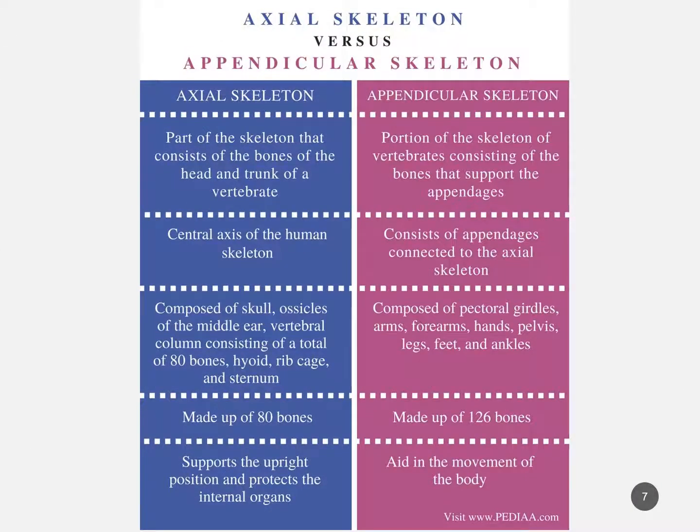Okay, so getting into the particulars of the axial. It's the part of the skeleton that consists of the bones of the head and trunk, the vertebrae, and it's composed of about 80 bones. It supports the upright position and protects internal organs. Of course, like the rib cage, that's part of the axial.